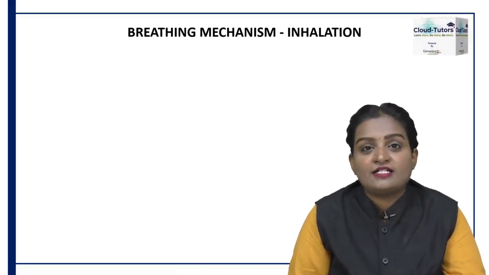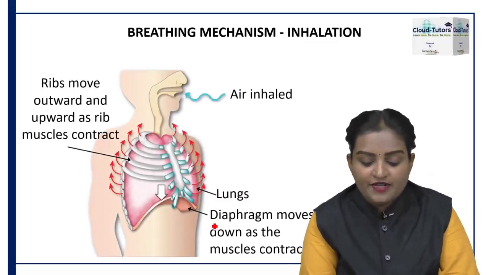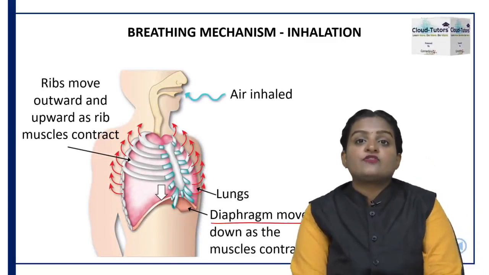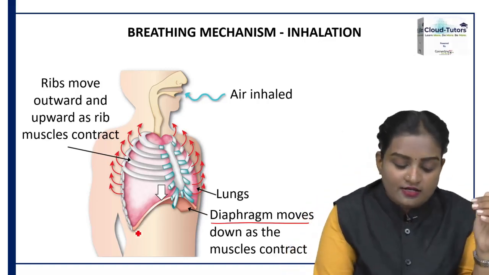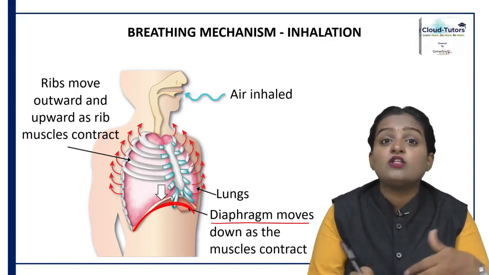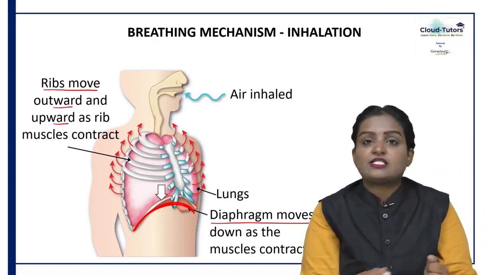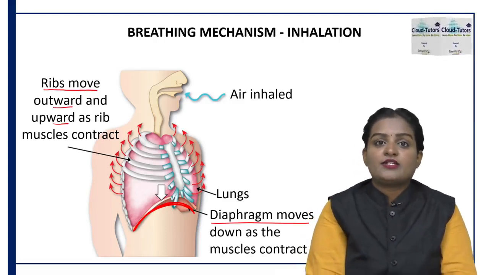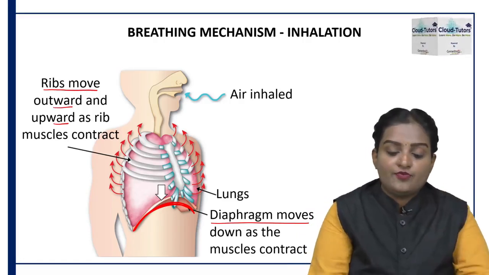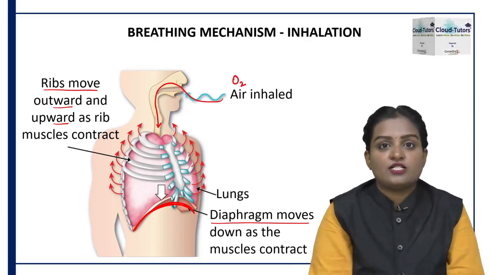The major steps that we see during inhalation: the diaphragm moves down as the muscles contract. This will allow the pulmonary cavity to extend, the volume increases, the ribs move outward and upward, and the intercostal muscles will contract. So this will increase the volume and decrease the pressure. Due to the decrease in pressure, the oxygen rich air will enter through the nostrils.